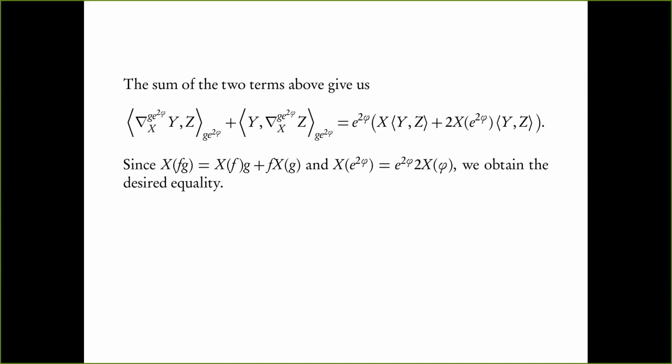Okay. So what is x of fg? Remember, what I get is this term. What is x of e to the 2 phi? Well, x of e to the 2 phi is going to be, this is like e to the phi into e to the phi, this product rule or Leibniz rule if you wish. So you'll get e to the 2 phi into 2 times x of phi.